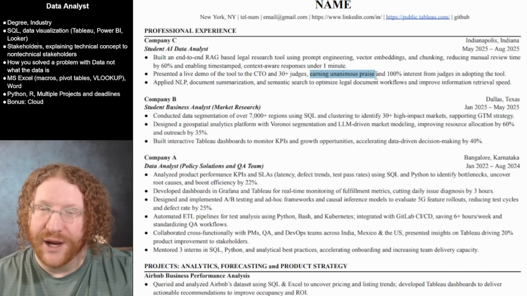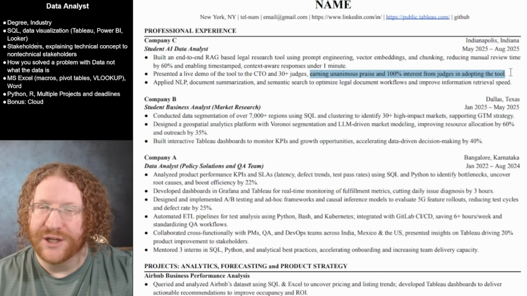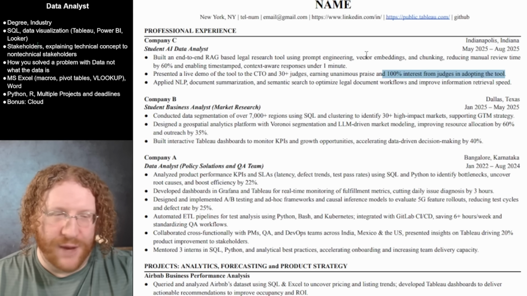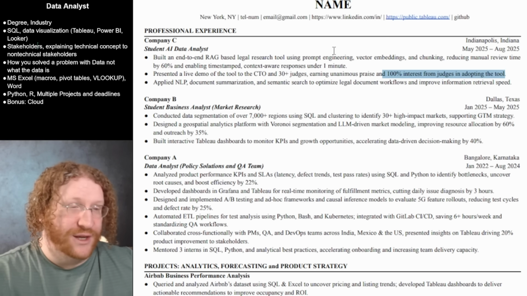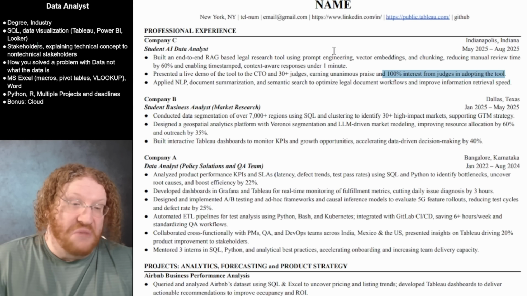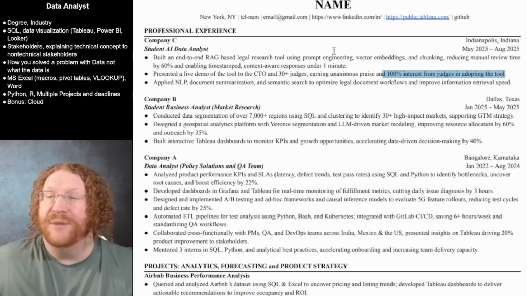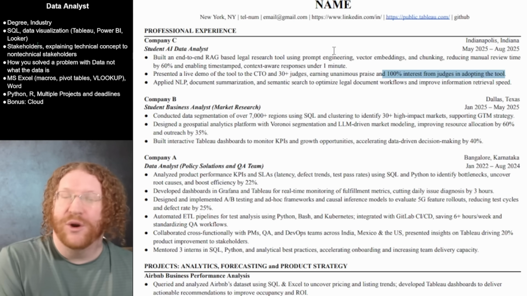Earning unanimous praise. Okay, good. I like that. And 100% interest from judges in adopting the tool. So here's my problem with this. What do you mean 100% interest? This is one of the few times where numbers would be okay. We just said 5 out of 5 judges all agreed, or all of the judges, or just unanimous praise, and they were going to adopt it.